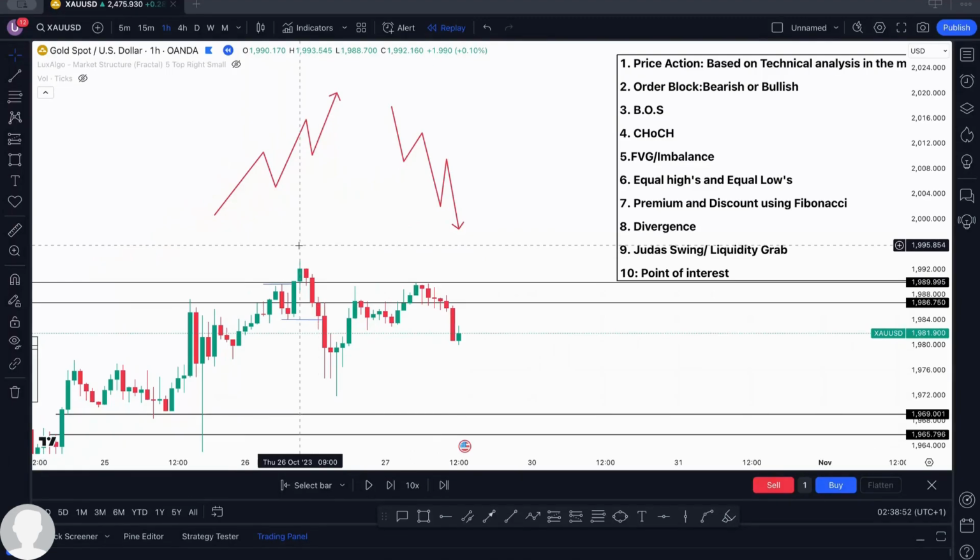Point of interest depends on you, whether you mark your fair value gap or your order block, and you're waiting for market to come to that direction and react. You call those areas your point of interest for market to react in those areas.